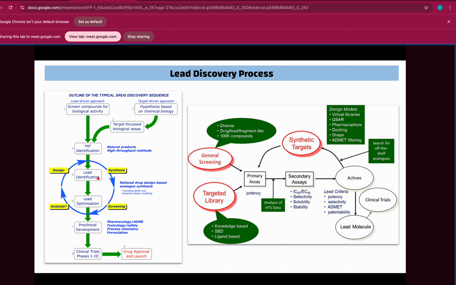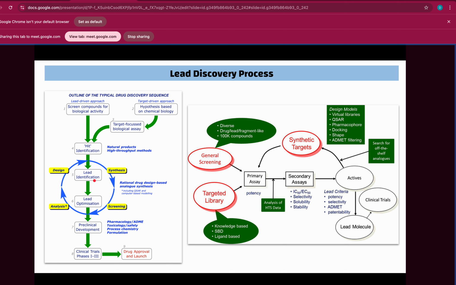Then lead identification. From these hit compounds we'll identify the lead, in which we'll see which has the highest activity, because hits can contain millions of compounds. Then we reduce it, we shortlist certain compounds which have sufficient activity even with lower doses. That comes under lead identification.